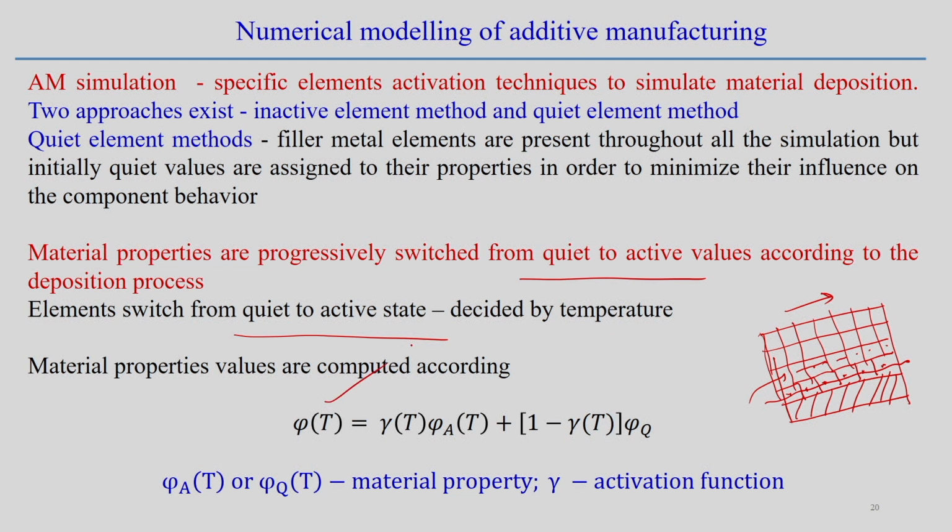If you look into these temperature dependent material properties, these are the specific material properties, phi or gamma, and the other part is the material property, and gamma is the activation function. So, this gamma is the activation function, and that activation function is also a function of temperature. Depending upon the actual temperature value, we can activate that element, or we can decide what the material properties of this activating element should be. So, this way we can develop the model.